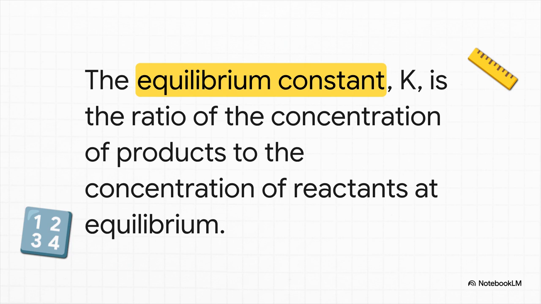And this is the secret. It's beautifully simple, right? The equilibrium constant, our magic number K, is just a ratio. It's the concentration of the products divided by the concentration of the reactants. That's it. That fraction tells us so much.